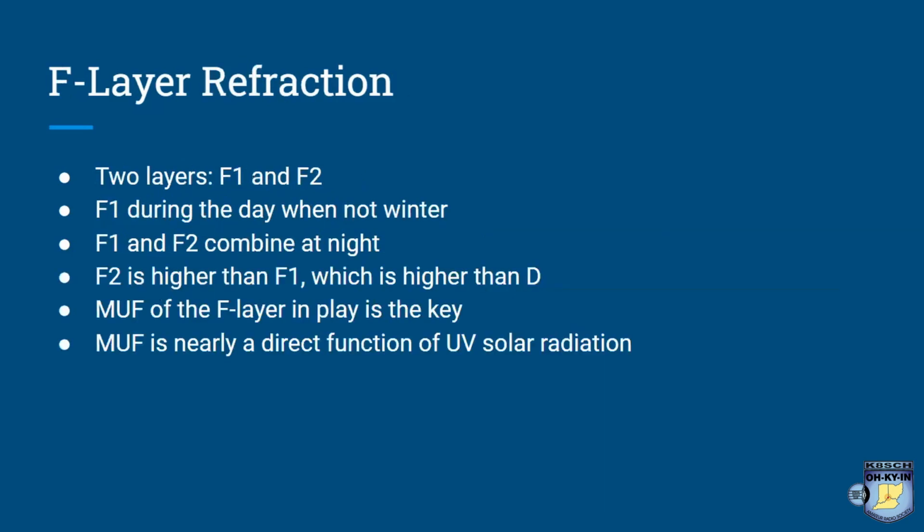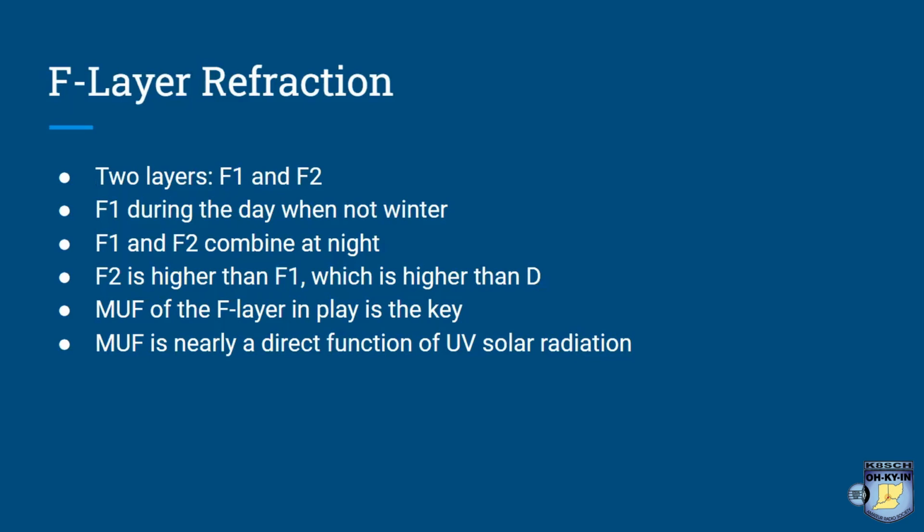So, F layer refraction. There are two layers. Again, I don't know how many people know about propagation. This may be one of those things where I do another deep dive into propagation. But you've got the two layers, the F1 and the F2 layer. The F1 is during the day, and in the winter, I don't know how to describe that any better, the F1 layer doesn't really appear too much in the winter, but it's in the daytime.